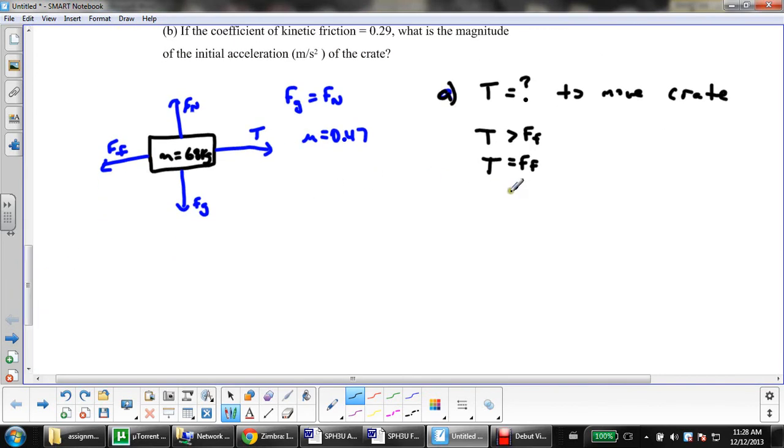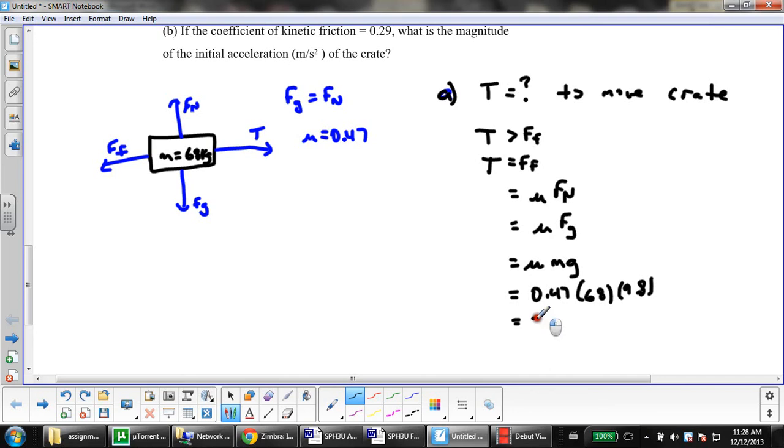Force of friction is equal to mu Fn. And we already decided that Fn is equal to the force of gravity for this crate. And we know from our earlier studies that the formula for the force of gravity is m times the acceleration due to gravity. So I'm going to plug these in. I got 0.47, I got 68, and I got 9.8. I get out my calculator and I get 313 newtons. That's how much force I need to get this crate moving.